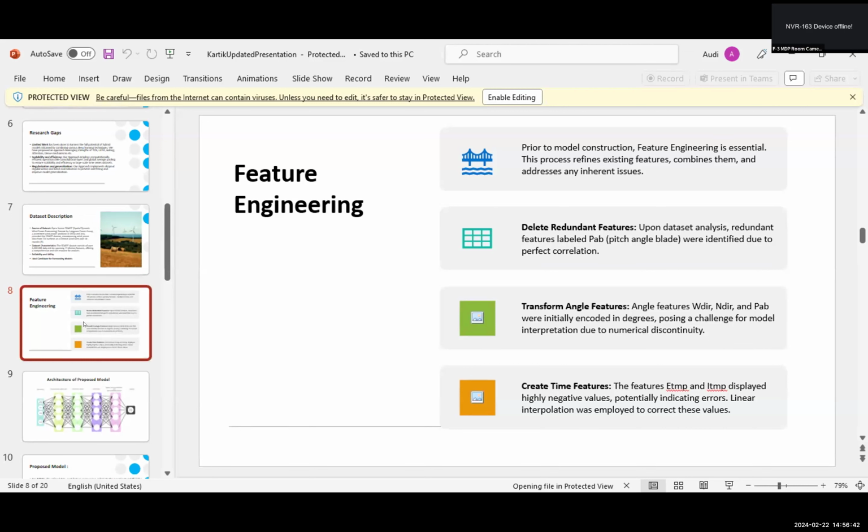We transformed the angle features. Some features like wind direction, nacelle direction, and PAB were encoded in degrees, posing a challenge for model interpretation due to numerical discontinuity. So we converted them to sine and cosine representations. Create time features. The features temperature and heat temperature displayed highly negative values, potentially indicating errors. So linear interpolation was employed to correct these values.